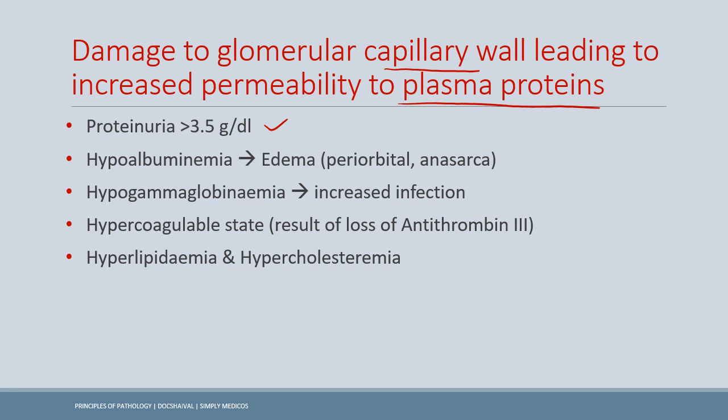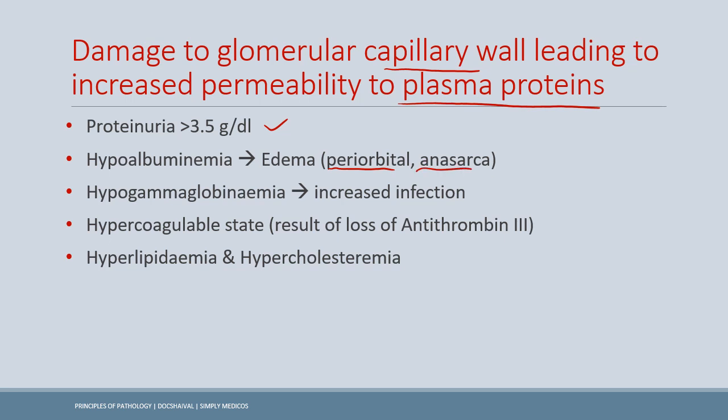Now, this is in contrast to the proteinuria, which is seen in nephritic syndrome, which is less than 3.5 gram per dl. Now, we also have the hypoalbuminemia, which is because of the loss of albumins, of course, and that would lead to edema. And the edema is particularly the soft and the pitting edema. It's around the eyes, it's the periorbital edema, or it can be generalized, which is anasarca.